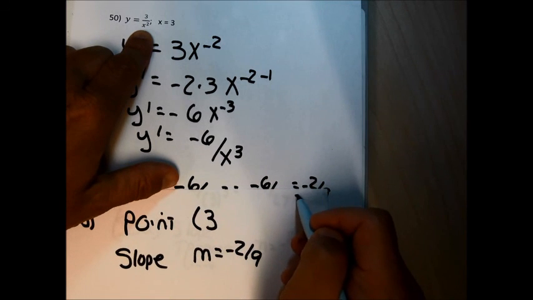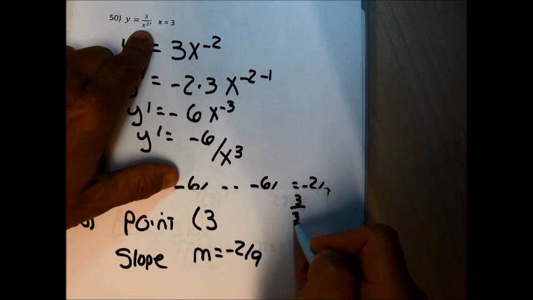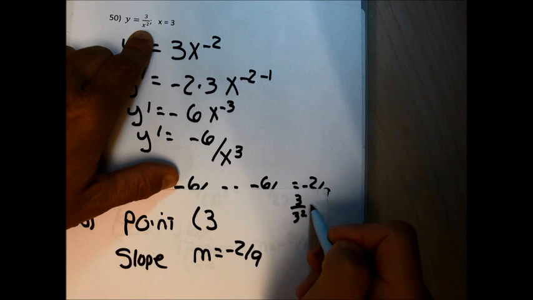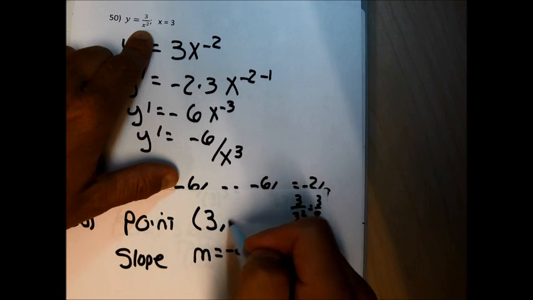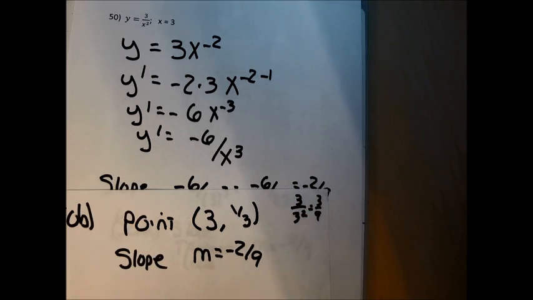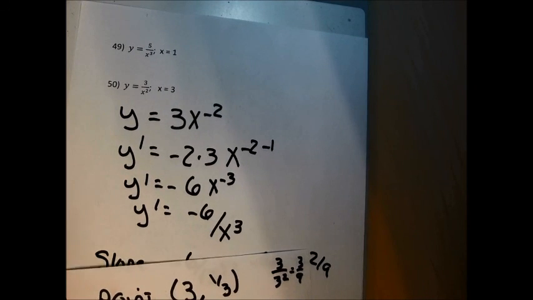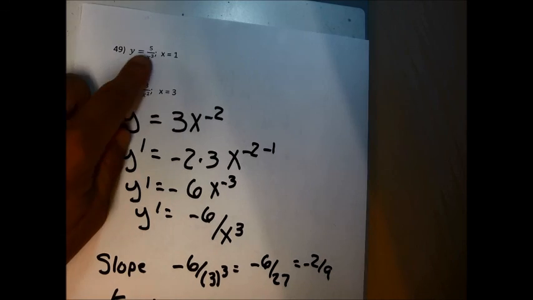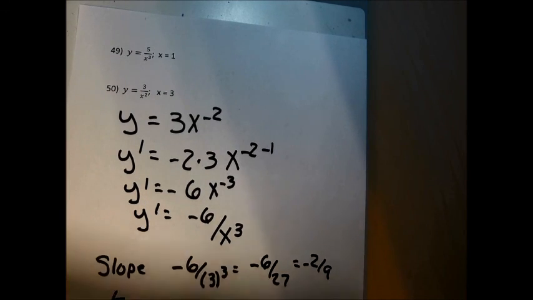So the y-coordinate is going to be 3 over 3 squared, which is 3 over 9, which is 1/3. I don't know if I should have left it 3 over 9 because of the 9 there, but that's where I'm leaving it now. So in a second, I'll find the equation of the line. There's your problem 49 that you're going to need to do in a minute.